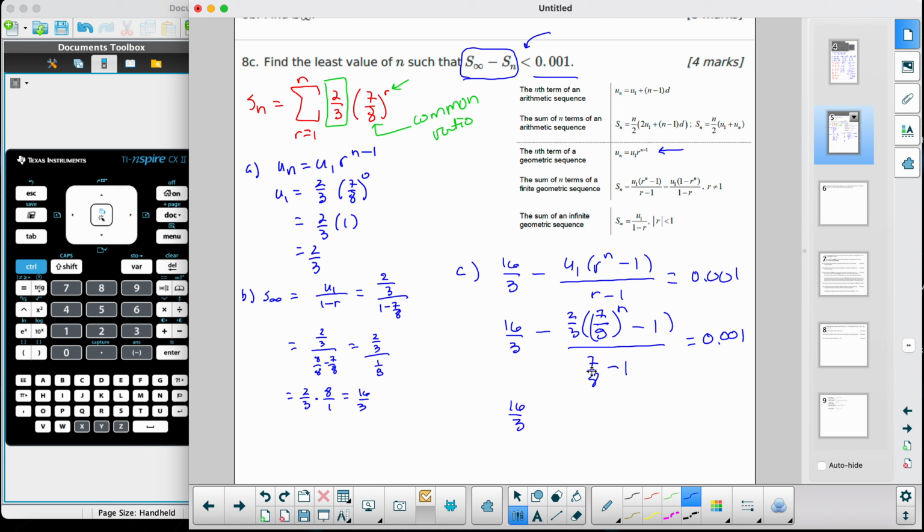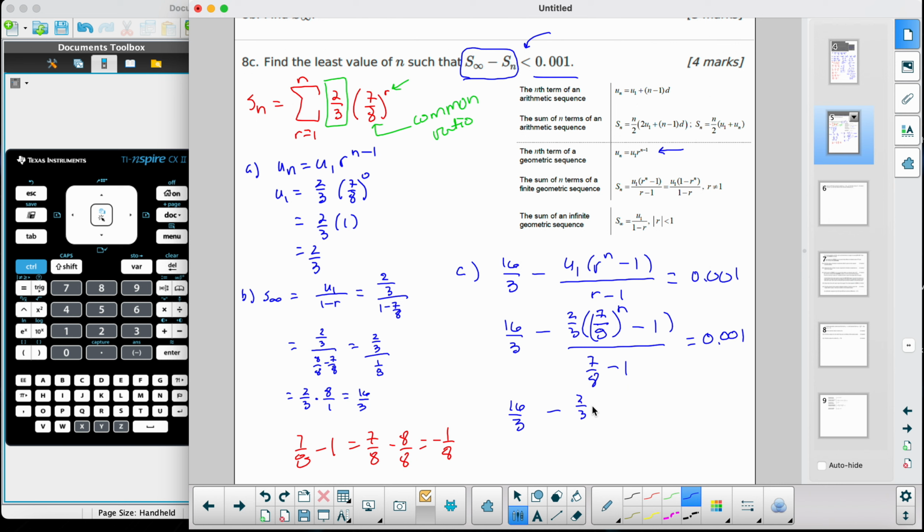16 over 3. Now, 7 over 8 minus 1. Just a little scrap work. 7 over 8 minus 1 is 7 over 8 minus 8 over 8. That's equal to negative 1 over 8. So 16/3 minus 2/3.